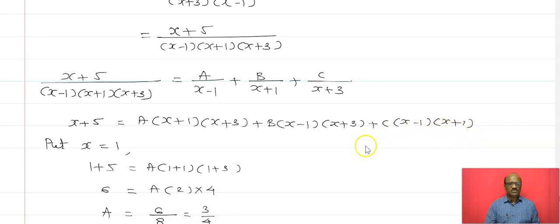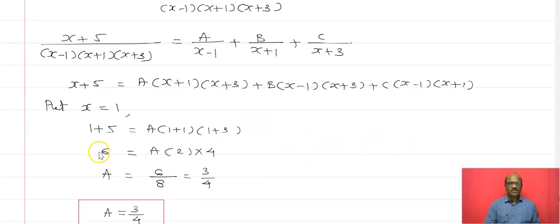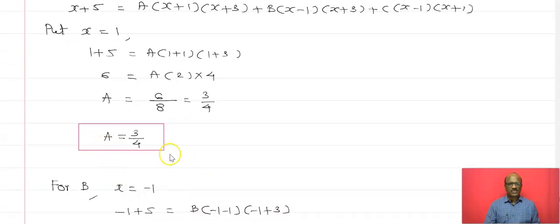For the value of A, put x is equal to 1, then B and C will become 0. Therefore you will get 6 is equal to A into 2 into 4. Therefore this will become 8. A is equal to 6 upon 8, that is 3 by 4. A is equal to 3 by 4.